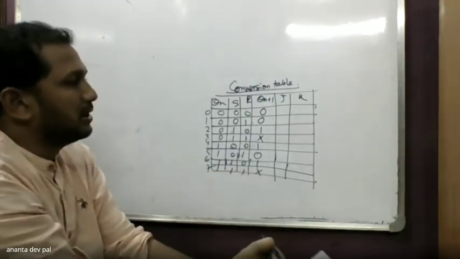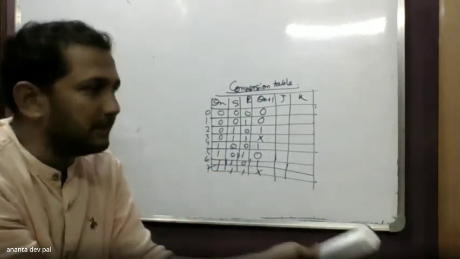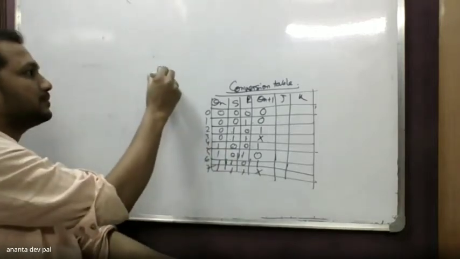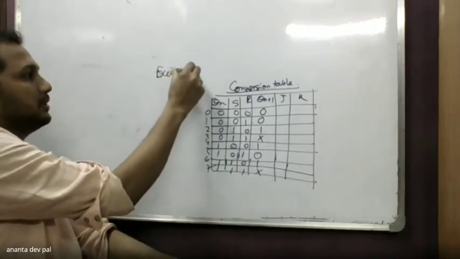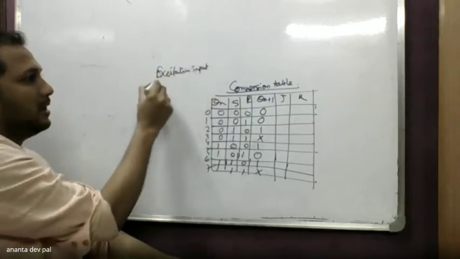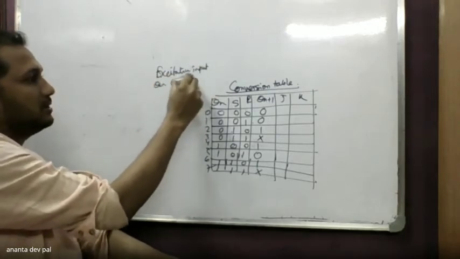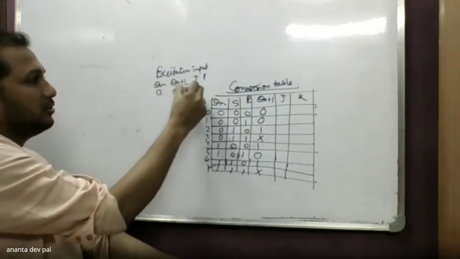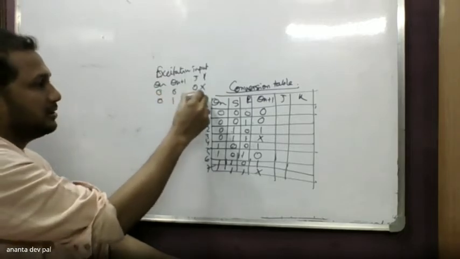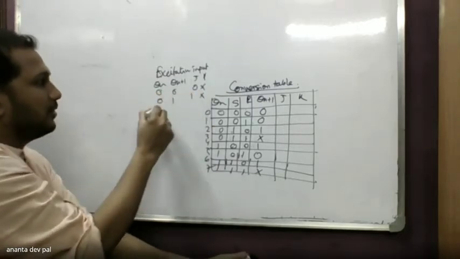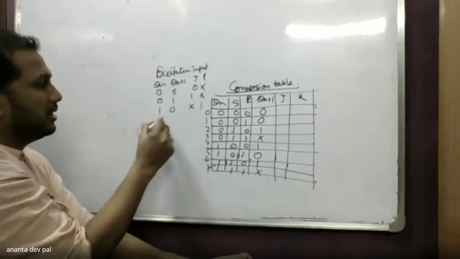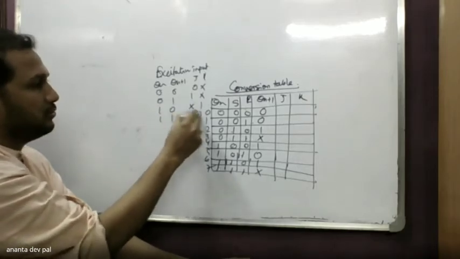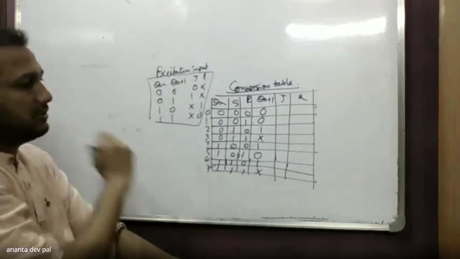Now we have to know the excitation input of JK, given the present state and the next state. For 0, 0 we know that it is 0 cross. For 0, 1 it is 1, that is 1 cross. For 1, 0 that is cross 1. For 1, 1 that is cross 0. We have to remember this excitation table.